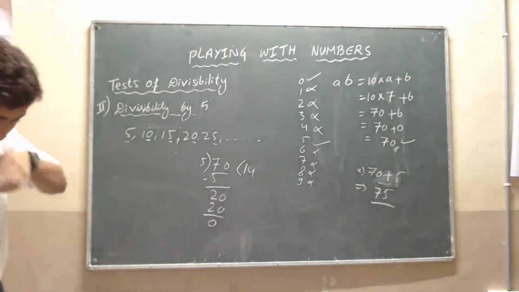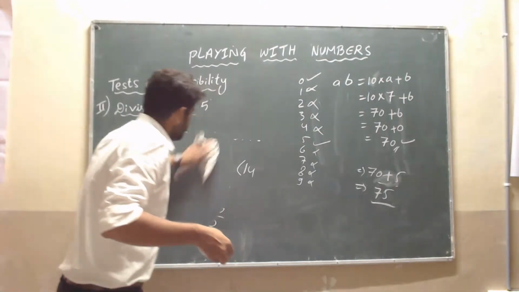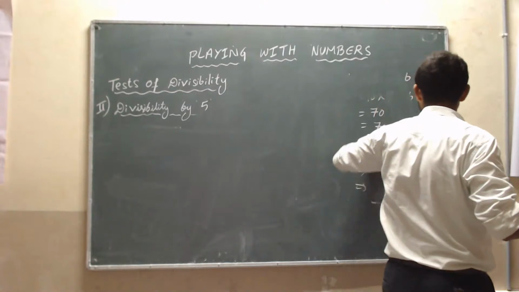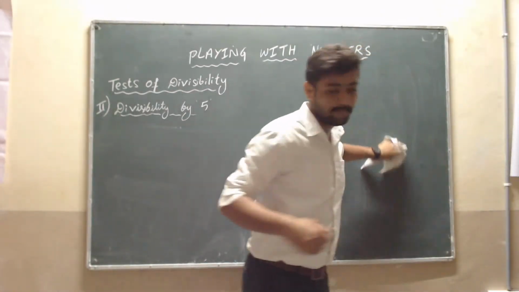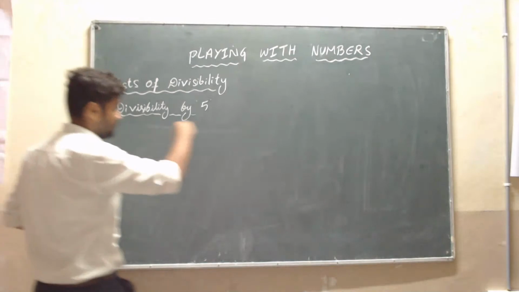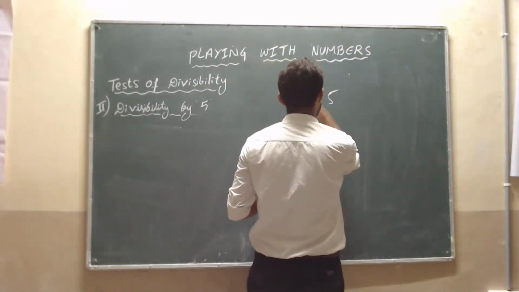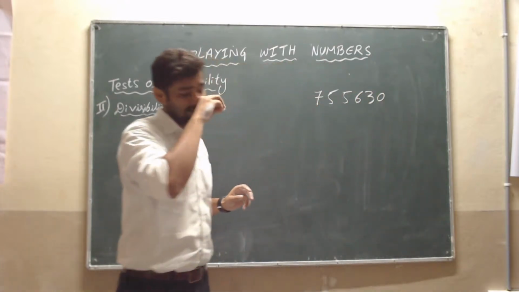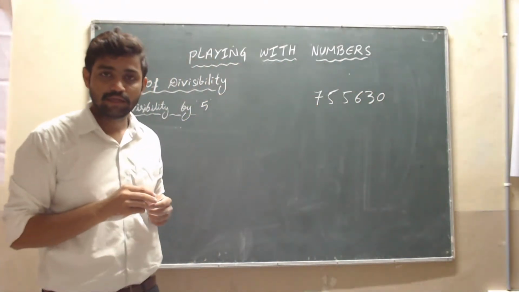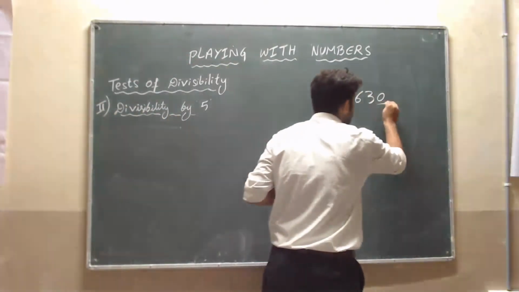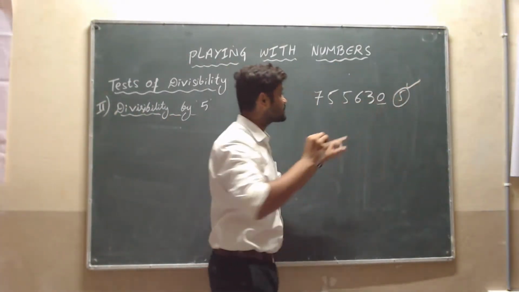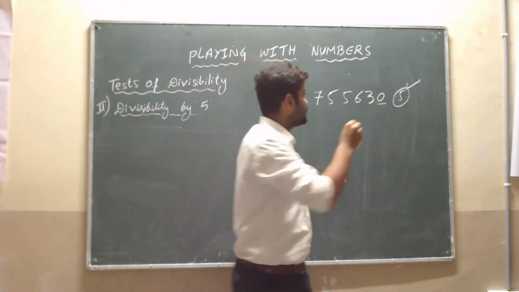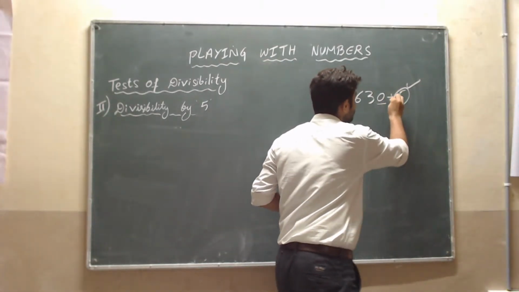Yes. Some more examples. Let's take 755,630. Whether it is divisible by 5? Sure, it is divisible by 5. Why, sir? Because its ones place, or unit place, is 0. That's why it is easily divisible by 5.